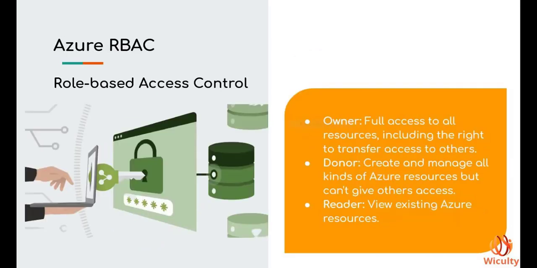Azure also comes with RBAC, abbreviated as role-based access control, in which we have three types: owner, contributor, and reader. Owner has full access to all the resources, including the right to delegate access to others, while contributor can create and manage all kinds of Azure resources but cannot grant access to others, while a reader can view existing Azure resources.